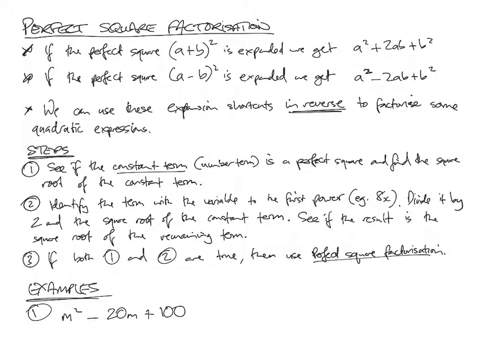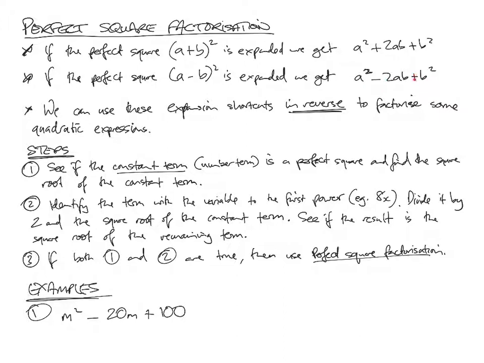You also had some practice if the perfect square was (a minus b) squared. If you expanded that, you would get a squared minus 2ab plus b squared. So if there was a minus between the a and b in the brackets, the only difference in the expansion would be it would be minus the 2 times the product, okay? So you can actually use these expansion shortcuts backwards to factorize some quadratic expressions.